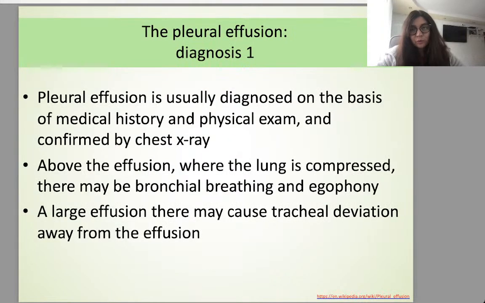Pleural effusion is usually diagnosed on the basis of medical history and physical exam. Usually all that you need for diagnostics we can find during conversation and objective examination of the patient. It is enough to suspect pleural effusion, and after that we should confirm it by chest X-ray studies. Above the effusion, where the lung is compressed, there may be bronchial breathing and egophony. A large effusion may cause tracheal deviation away from the effusion.